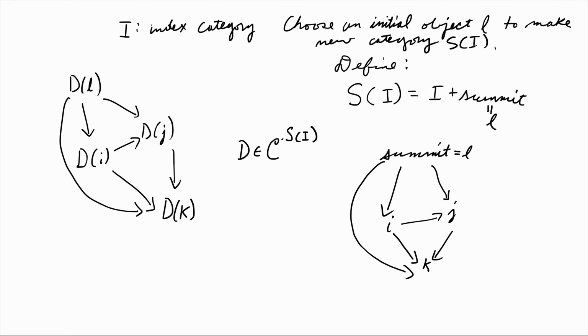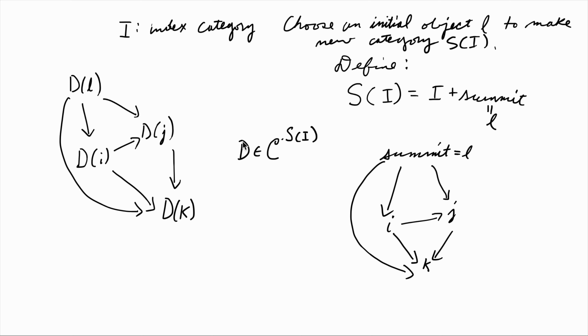Okay, so we're going to take I as an index category, and that's going to be the index category for our limits. And we're also going to take a category S of I, which will be appending an initial object to this index category. So in particular, here's a diagram, thinking of I, J, K as being elements in our index category. L is an initial object.